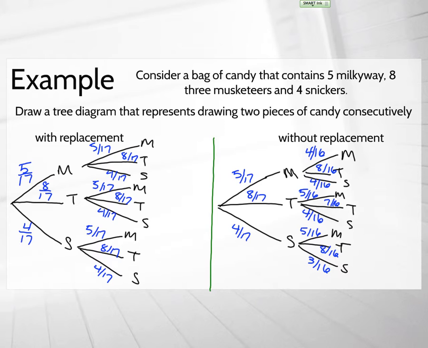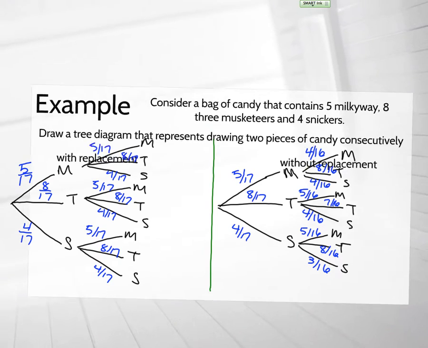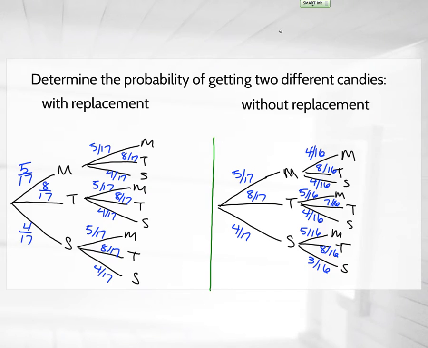Okay, so here's kind of how we connect this stuff with section E. So determine the probability of getting 2 different candies, and we're going to do both ways. Actually, I'm going to do with replacement, and then I'm going to let you guys do without replacement on your own.